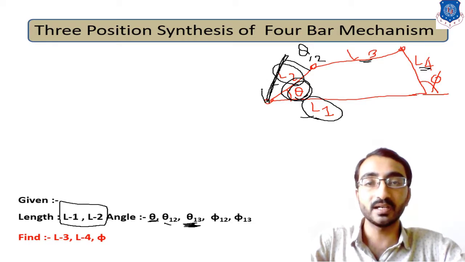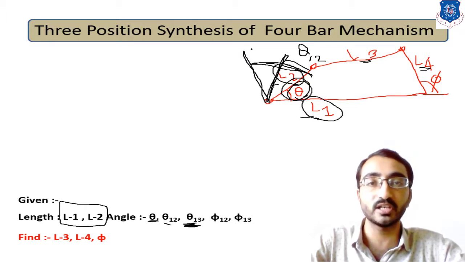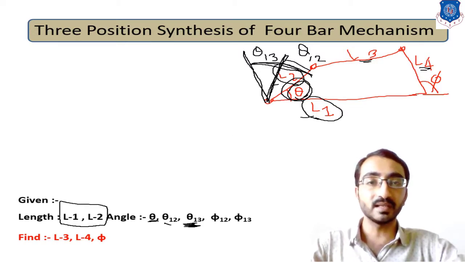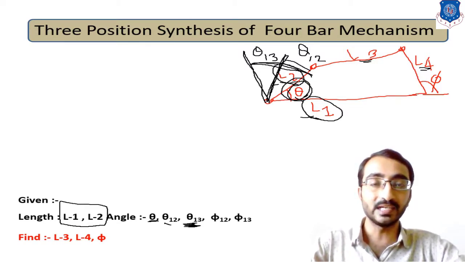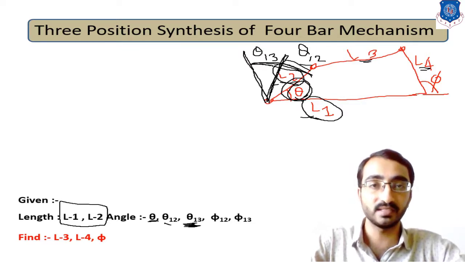Now if they have given data such that your link is rotating with another angle and it is obtaining this position, then if you measure the angle from the first position, it is termed as theta 1 3. Okay, so now in this mechanism, they have given the lengths of the L1 and L2 links, then they have given the initial position, that is theta 1 2 and theta 1 3.